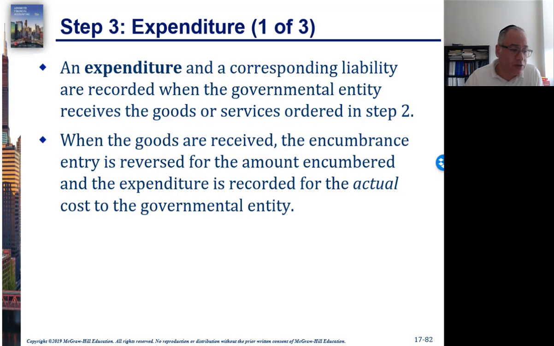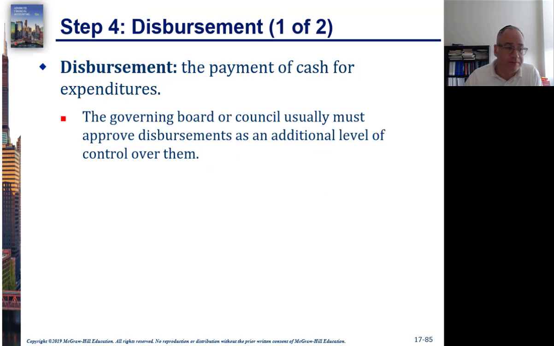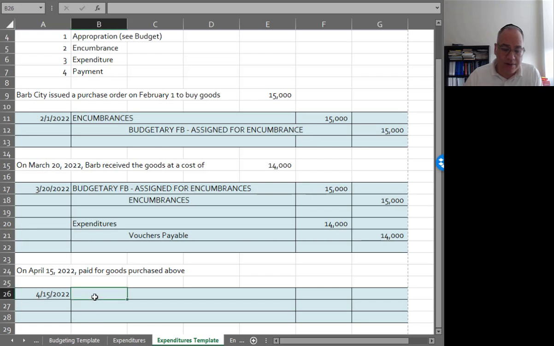The final step is disbursement. You've set up an expenditure and a corresponding liability, and now you're actually going to pay off the liability. So in your books, you'll debit vouchers payable for $14,000, the amount that you owe, and credit cash for $14,000. And that's how you would pay for the goods.